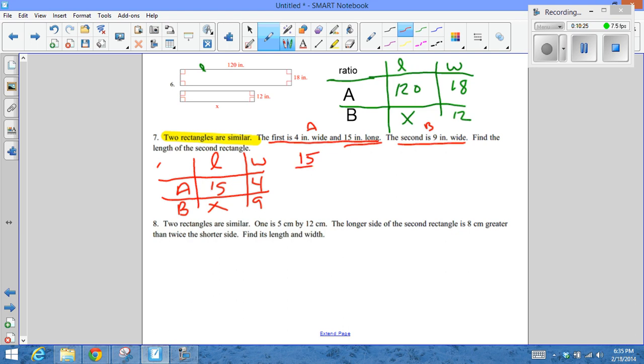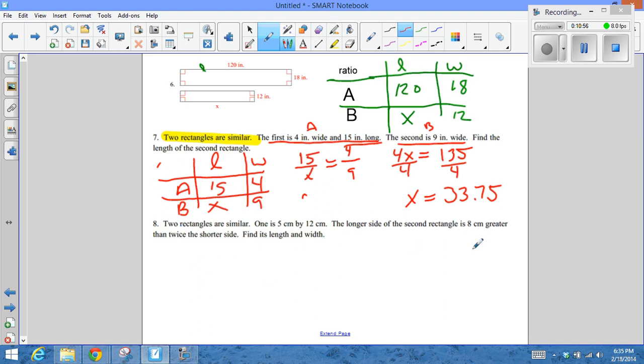All right, so let's write our proportion. 15 over X is equal to 4 over 9. Cross multiply, and I get 4X is equal to 9 times 15, which is 135. Divide both sides by 4, and X equals 33.75. Okay?